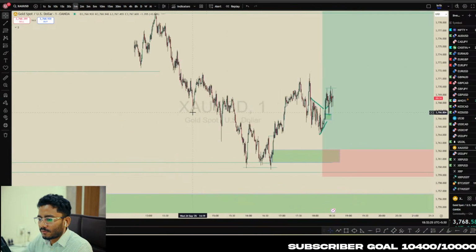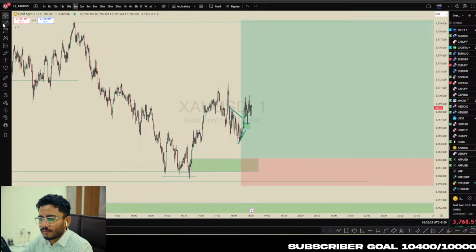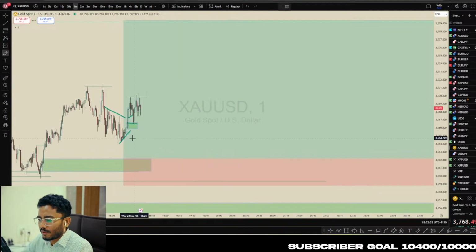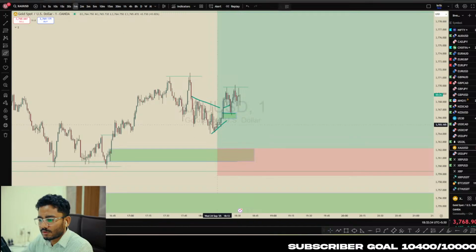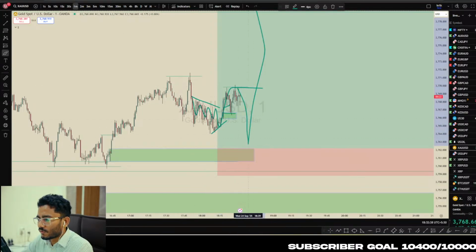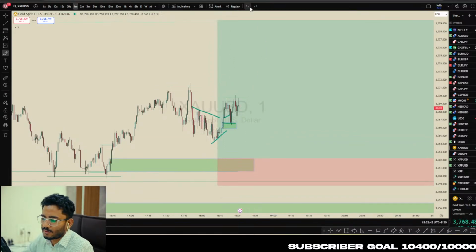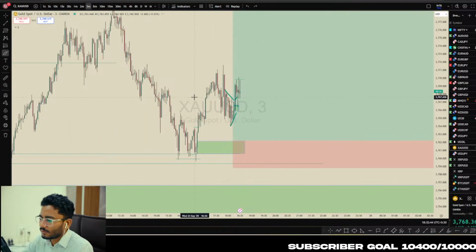So if you look at this lower time frame, because it's consolidating, price broke the structure over here and it's created liquidity. So we could see a reaction to the downside, then again upside. So this is, I think, something should happen, not 100%.